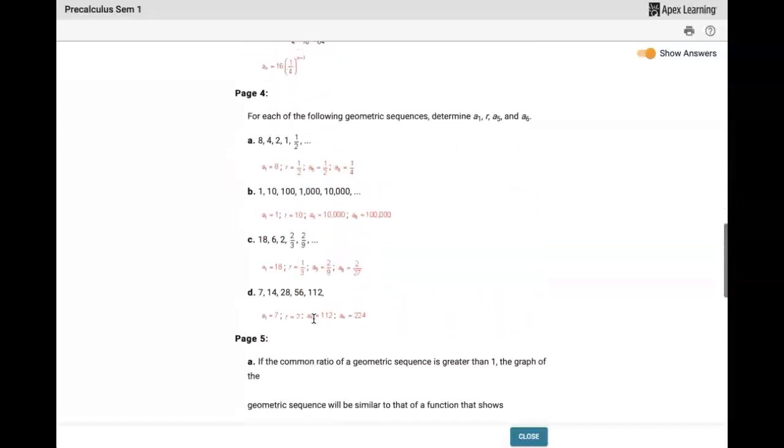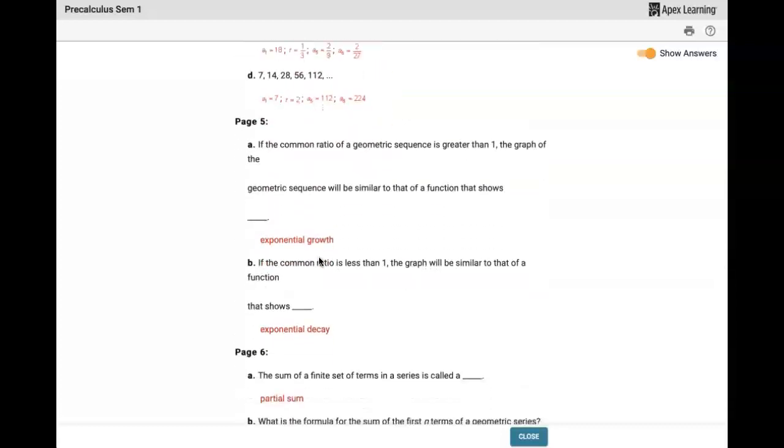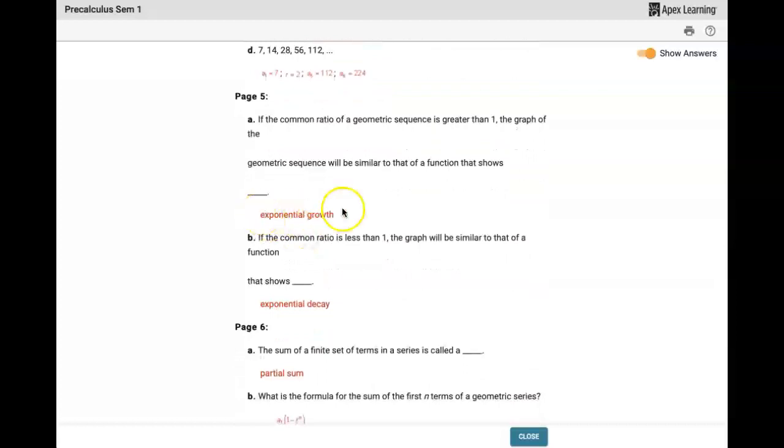And then writing the explicit formula for the following geometric sequences. Again, it is the same format every time. It's just figuring out what the first value is, and then what the ratio between them is. Doing that here again, you're determining a1, r, a5, and a6. Again, figure out what the values are, and then plug that into the equation that you would have generated from above. If the common ratio is greater than 1, then the graph shows exponential growth. If it's less than 1, it's going to show exponential decay. And we just talked all about what exponential graphs look like. It kind of makes sense that it's all connected together.